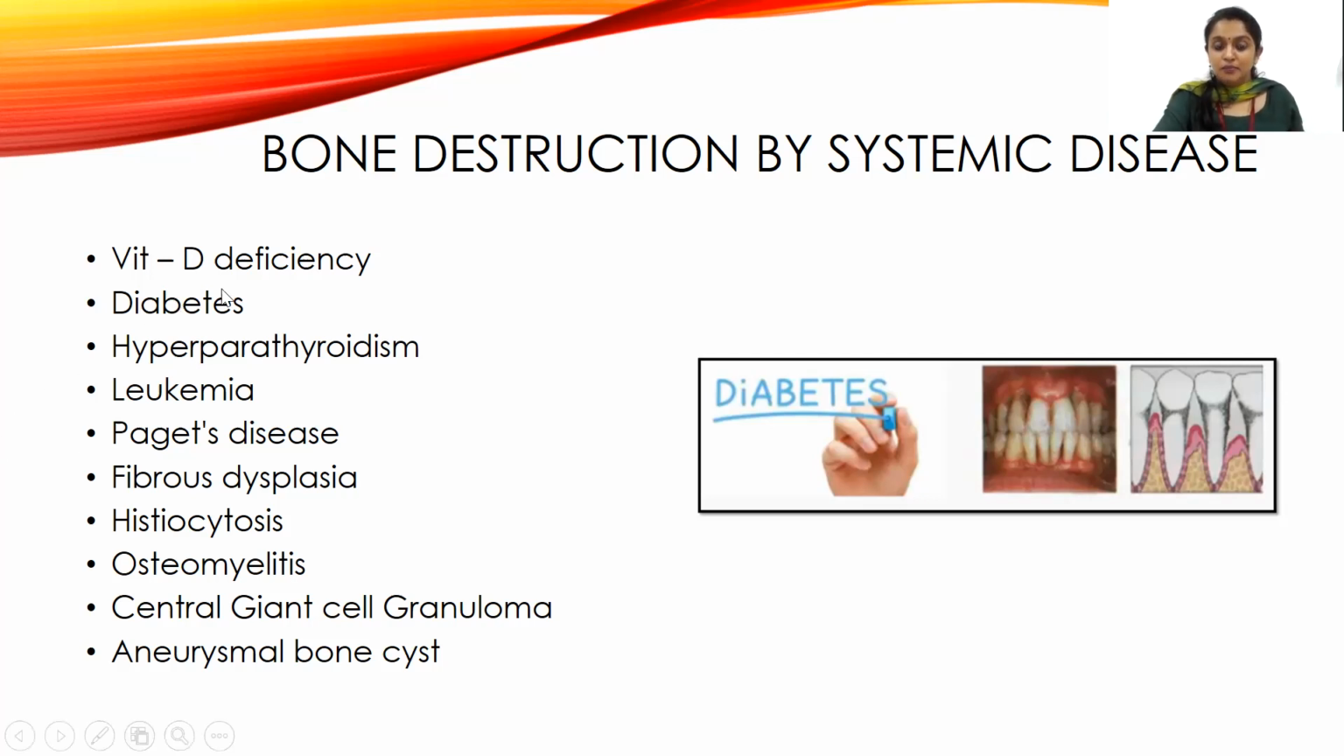Diabetes is a very important factor. Diabetes means there will be increased inflammation in and around the bony area, resulting in bone loss. Most elderly patients have diabetes, and they come with periodontitis as well as bone infection and inflammation. Other systemic diseases which result in bone destruction include hyperparathyroidism, leukemia, Paget's disease, fibrous dysplasia, histiocytosis, osteomyelitis, central giant cell granuloma, and aneurysmal bone cyst.